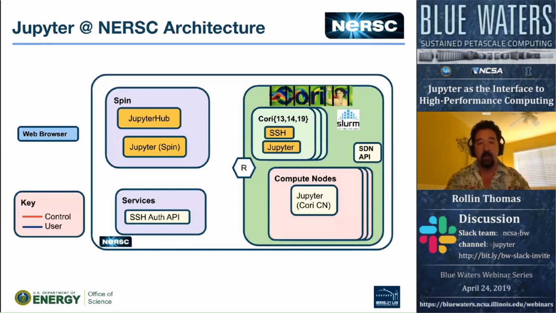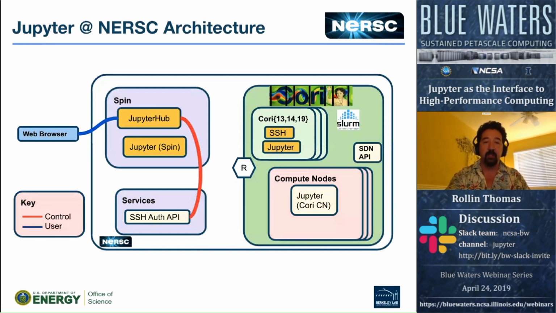On the left, at the top is a box labeled Spin, which is our container as a service platform, and at the bottom, external services for supporting authentication. So when a user logs in to the Jupyter Hub at NERSC, which is jupyter.nersc.gov, they authenticate using a custom authenticator that we've written. The Jupyter Hub architecture is highly modular, and so you can adapt it to whatever your use case is if you have special needs. In our case, authentication is something that we need to control, and so we've created our own authenticator and plugged that into Jupyter.